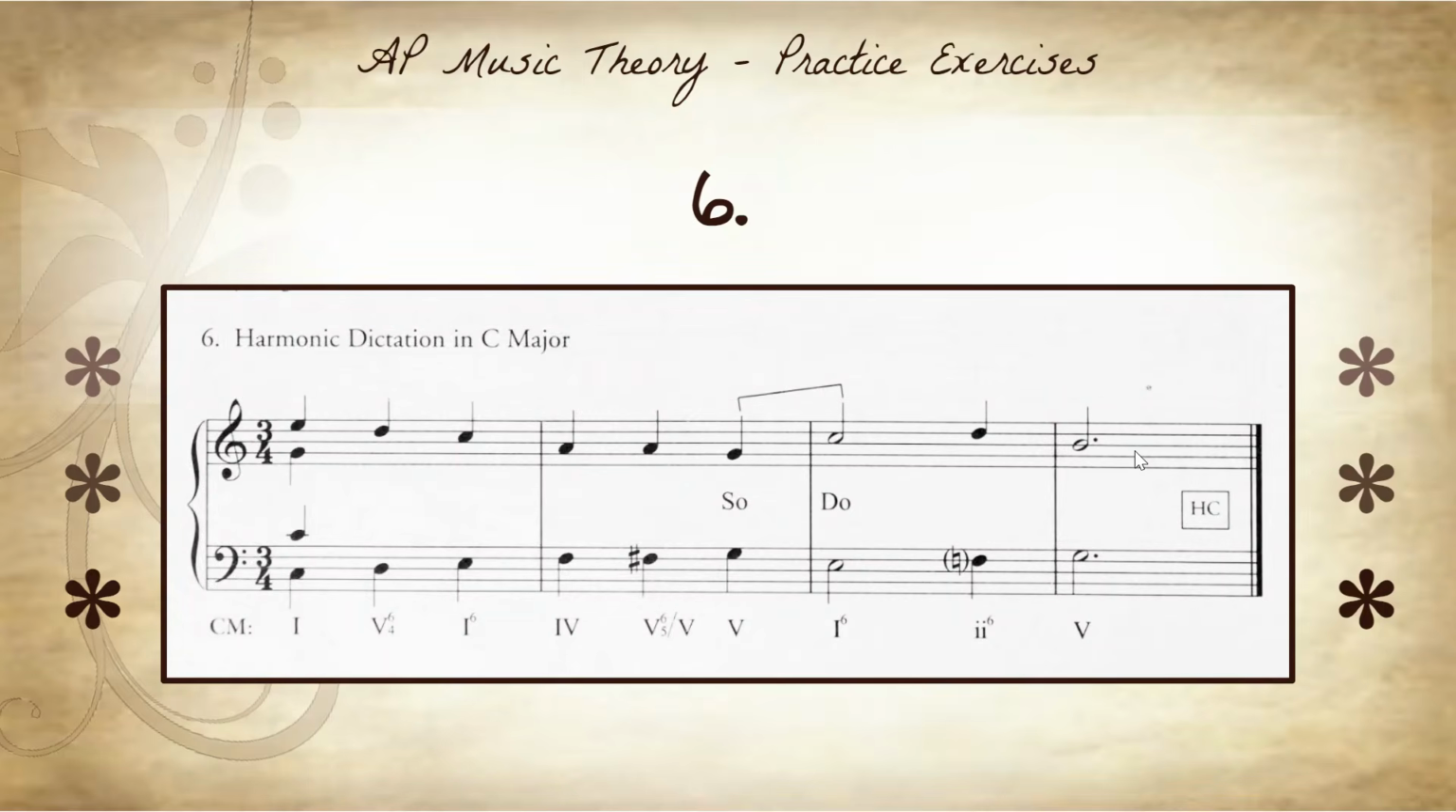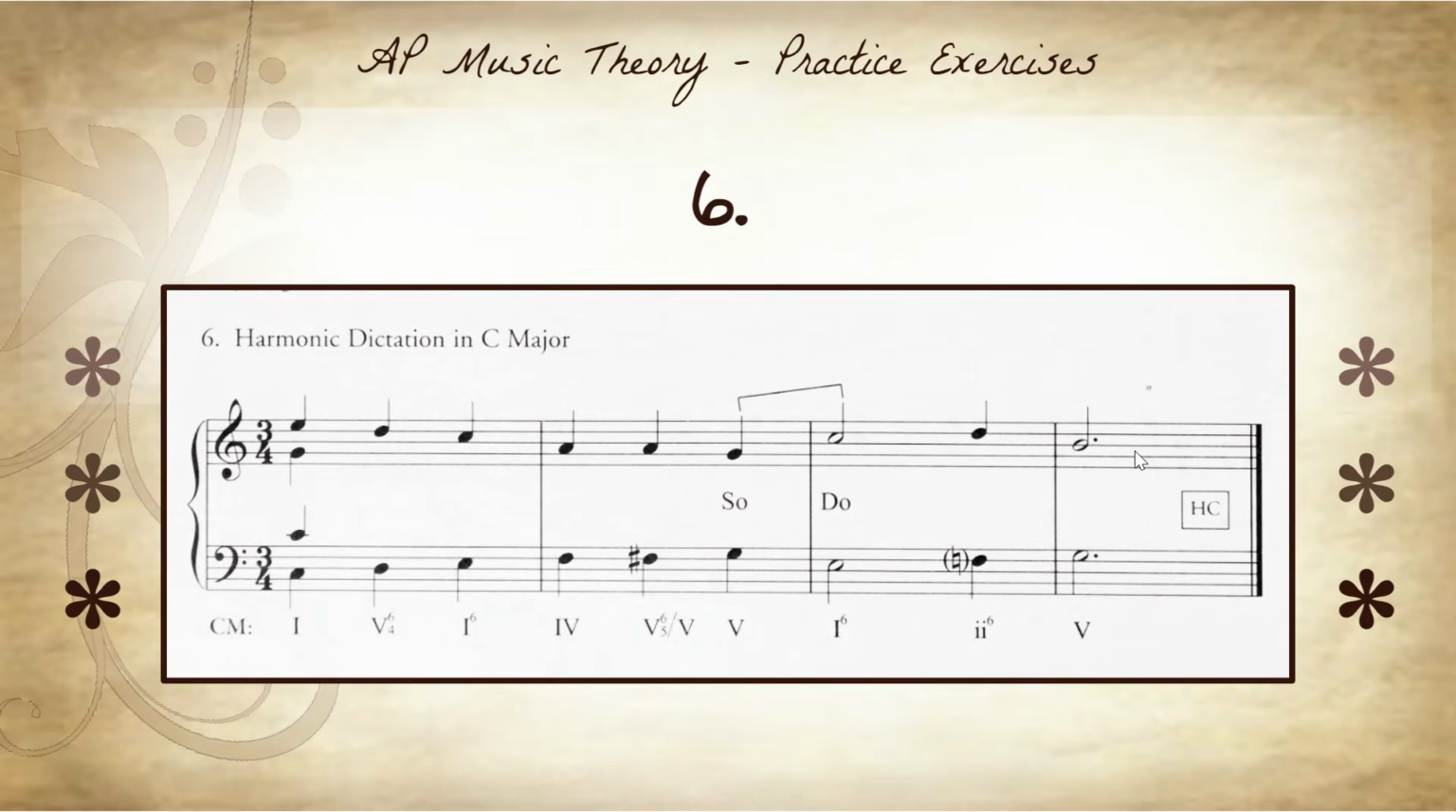And here is the answer to harmonic dictation in C major. We have a half cadence at the end. Let's read the notes. Here we have an ascending stepwise pattern similar to question 4, this time in major, utilizing a secondary dominant chord and ending with a half cadence.